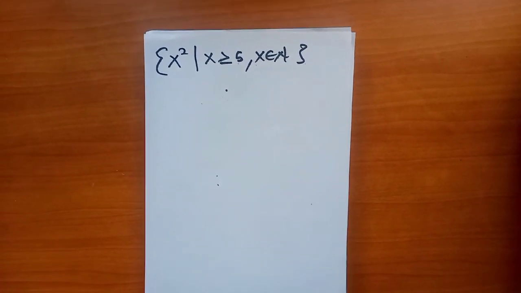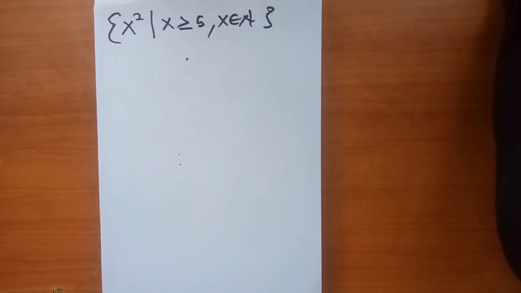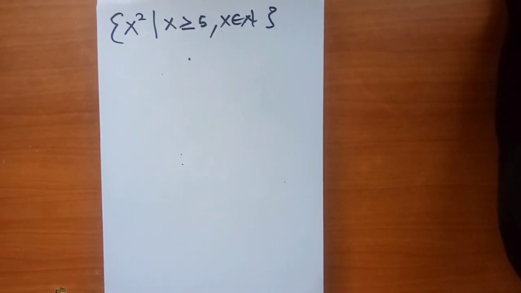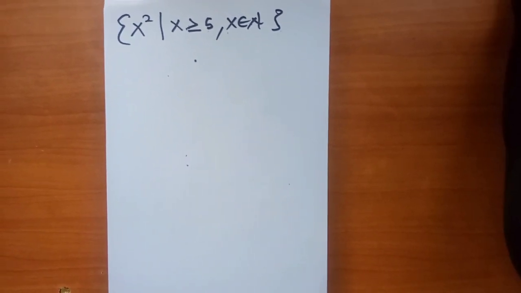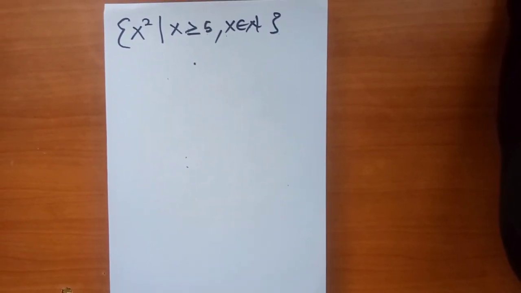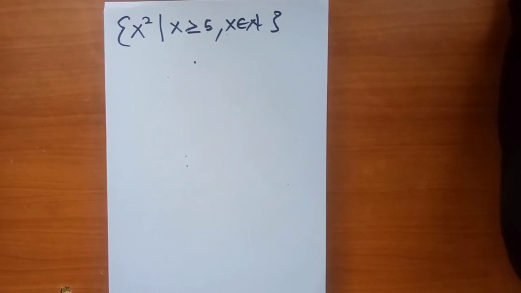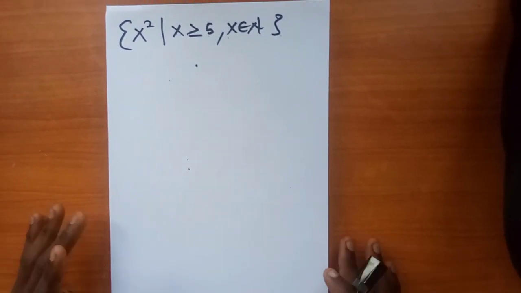Please always try out all the numbers and see if they give you the elements that you got in the roster form that you formed before you started changing the representation and using set builder notation. That is very vital and very pivotal.